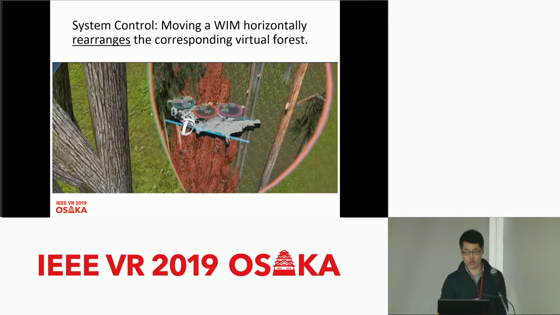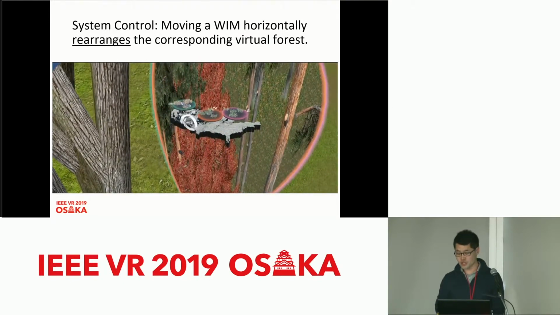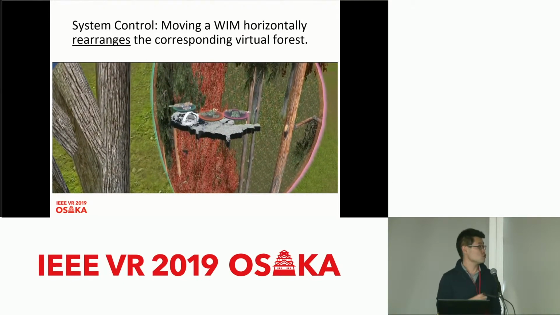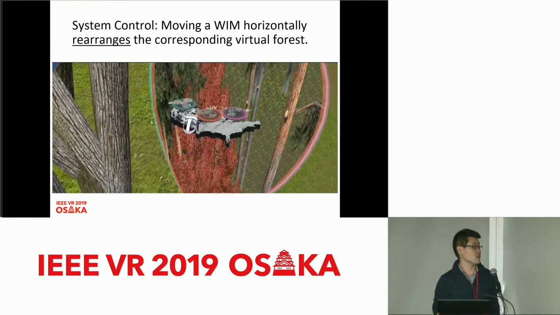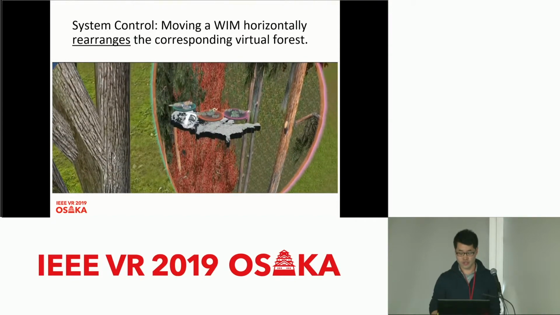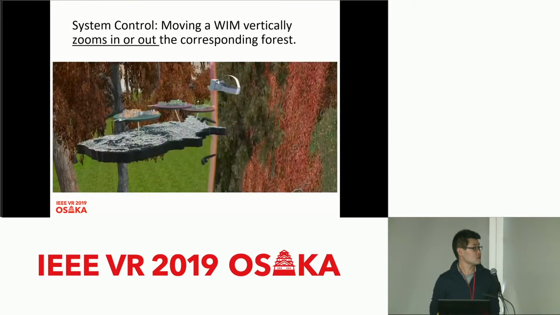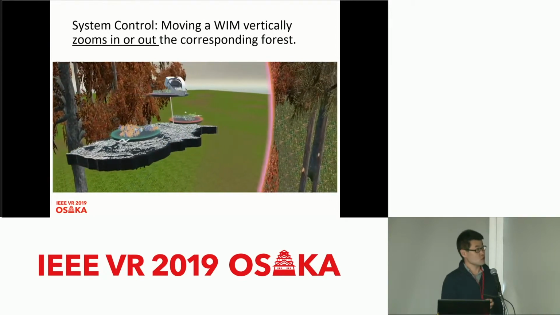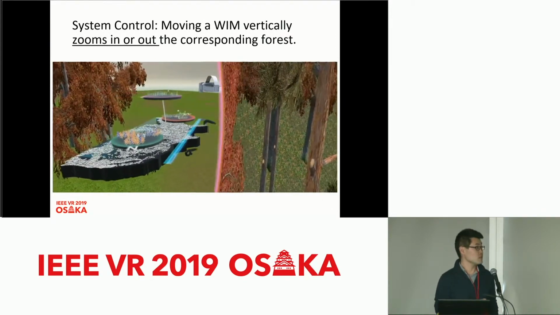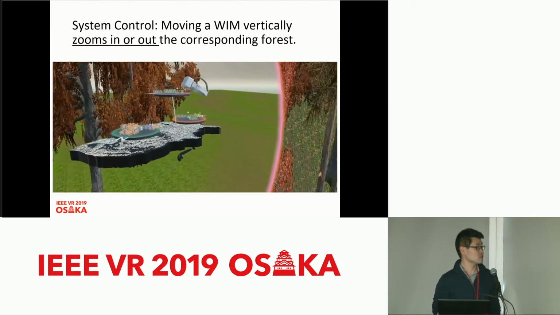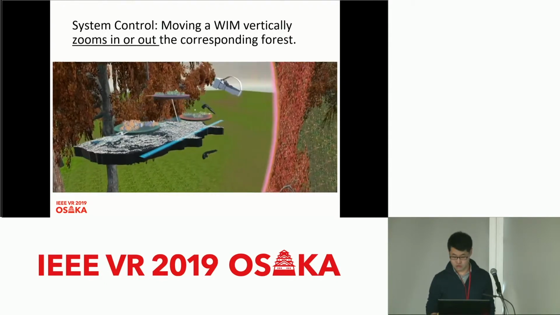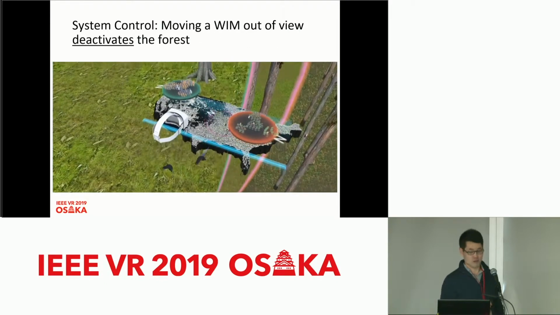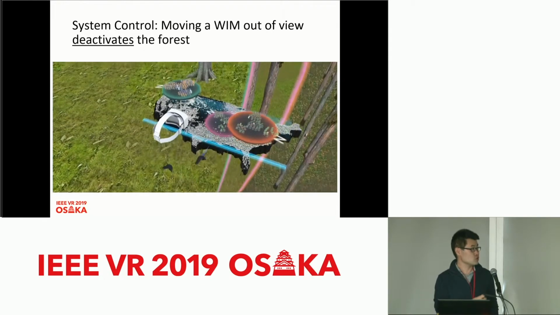And in our technique, the WIM works as a widget. So you can change the wedges with the WIMs, using the US map as a frame of reference. For instance, in this case, moving the WIM horizontally changes the order of the forest in the space. Or using the WIM like a vertical slider, you can zoom in or out the corresponding forest. Or moving the WIM out of view, below the bluish bounding plane, deactivates the corresponding forest.